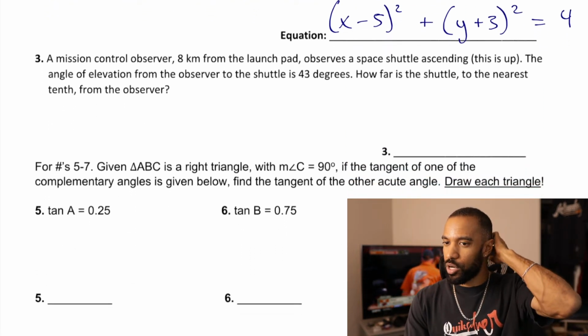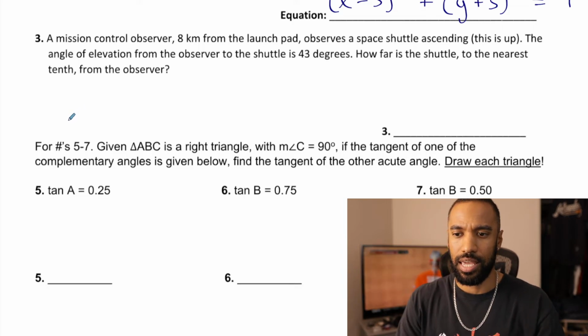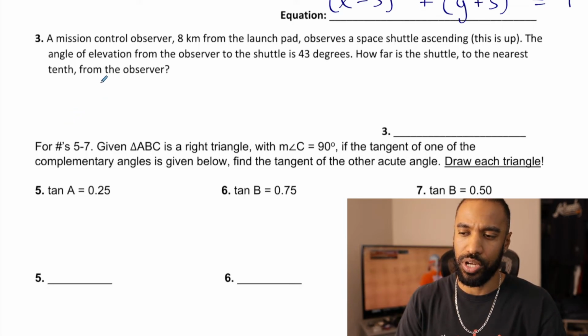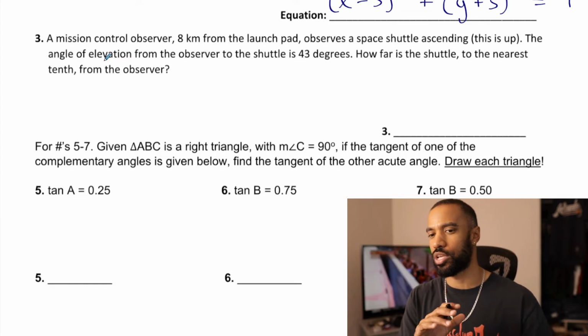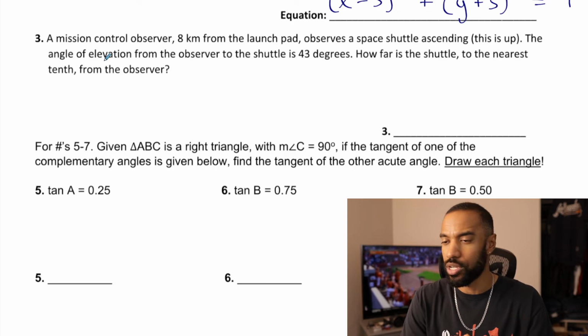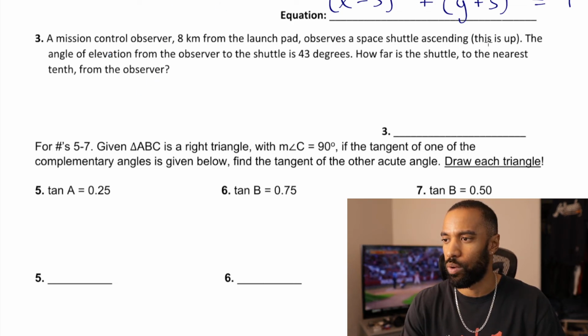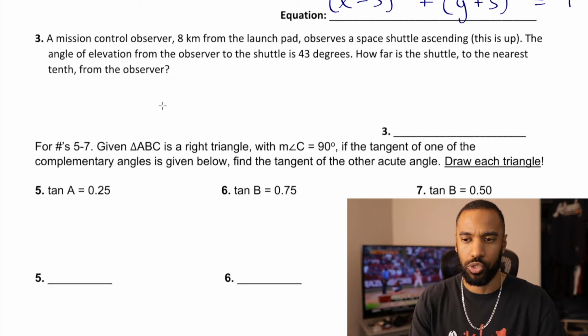A mission control observer 8 kilometers from the launch pad observes a space shuttle ascending. The angle of elevation from the observer to the shuttle is 43 degrees. How far is the shuttle to the nearest tenth from the observer? All right, it's a very trig-based question. It's a word problem here. Now, there are some assumptions we have to make. They kind of help us out with one of them. When something's ascending, they're saying straight up.